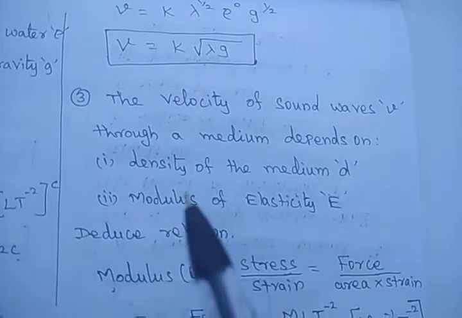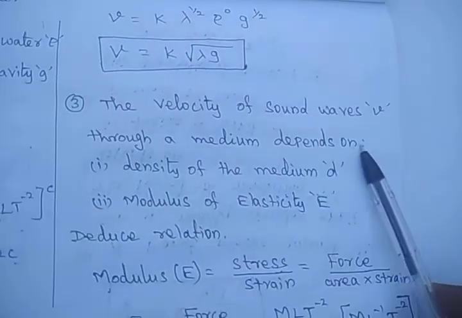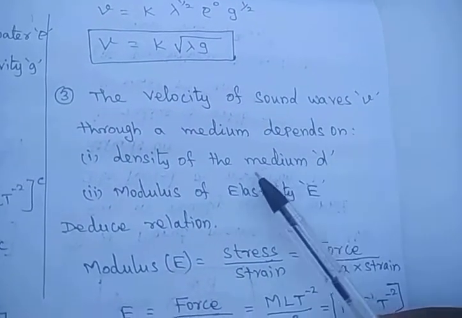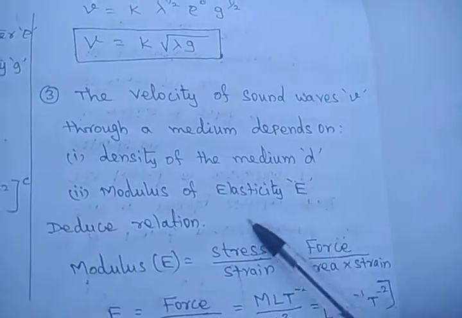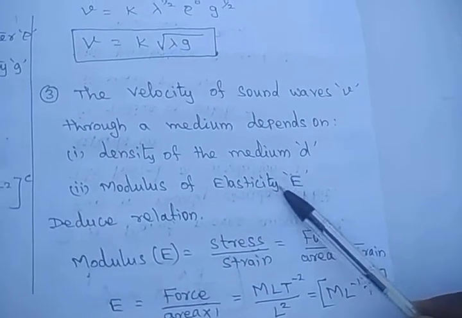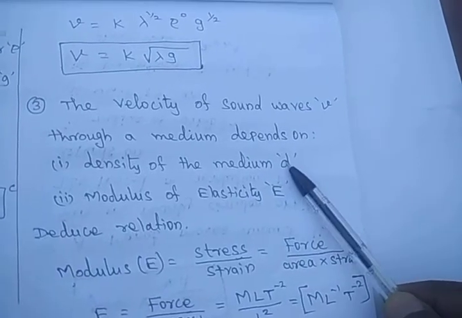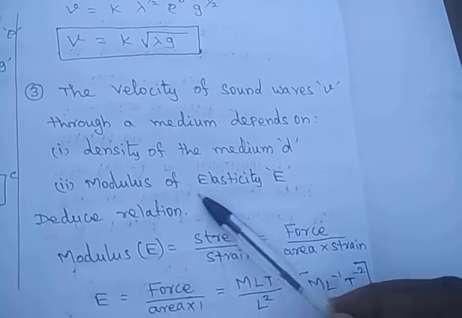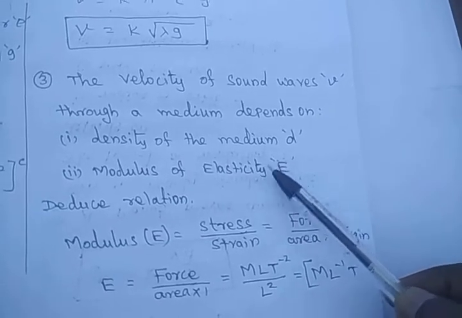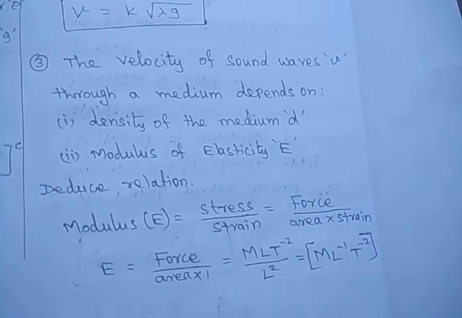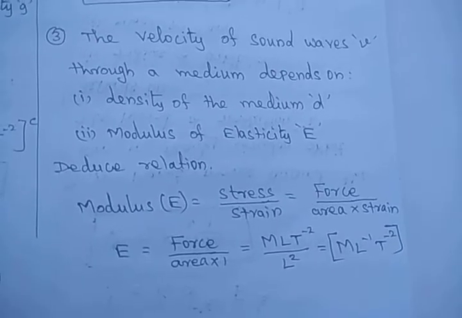Let us see another problem. Velocity of the sound waves V through the medium depends upon the density and modulus of elasticity. So the modulus of elasticity is a new term for us. Now, first, the density dimensional formula we know. Only the modulus of elasticity dimensional formula we didn't know. Now we have to first find what is the modulus of elasticity dimensional formula.